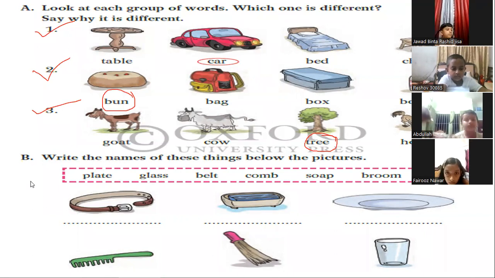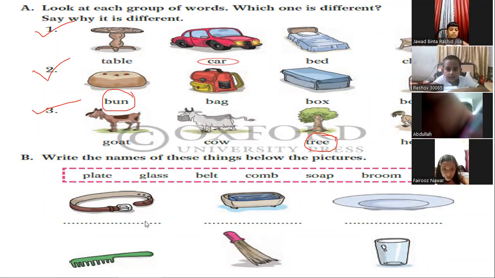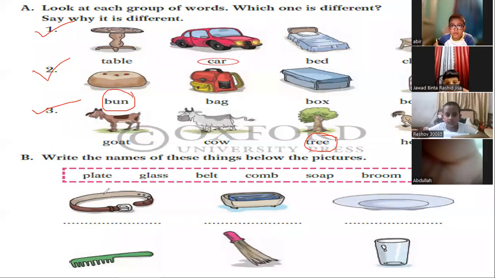So let's go with the pictures. So first one, Fairuz Nawar. What is the first picture? Miss. What is the first picture, Nawar?